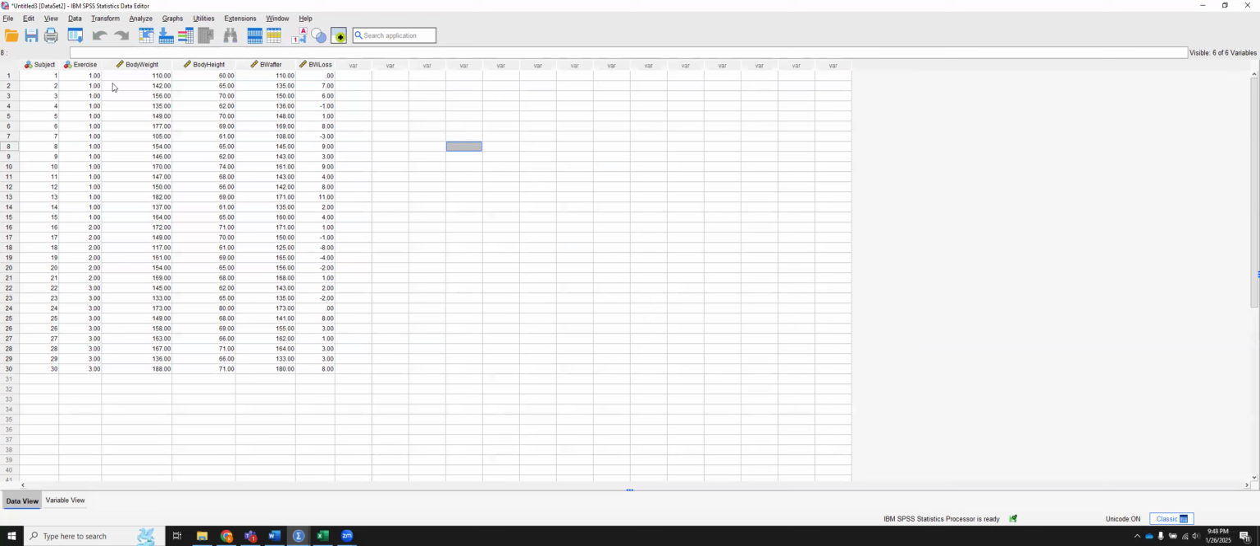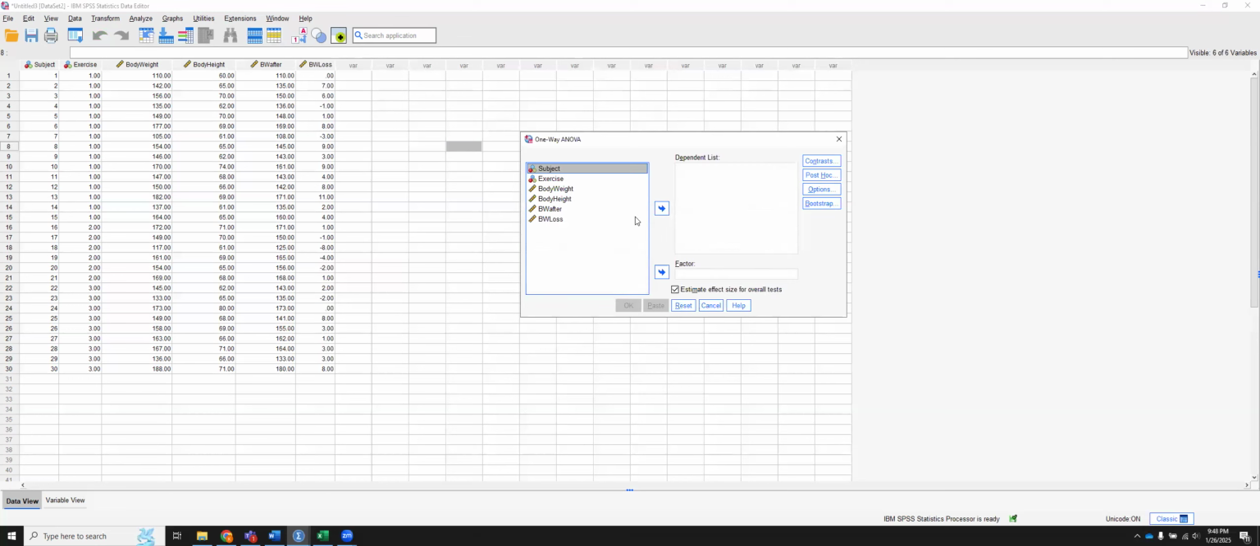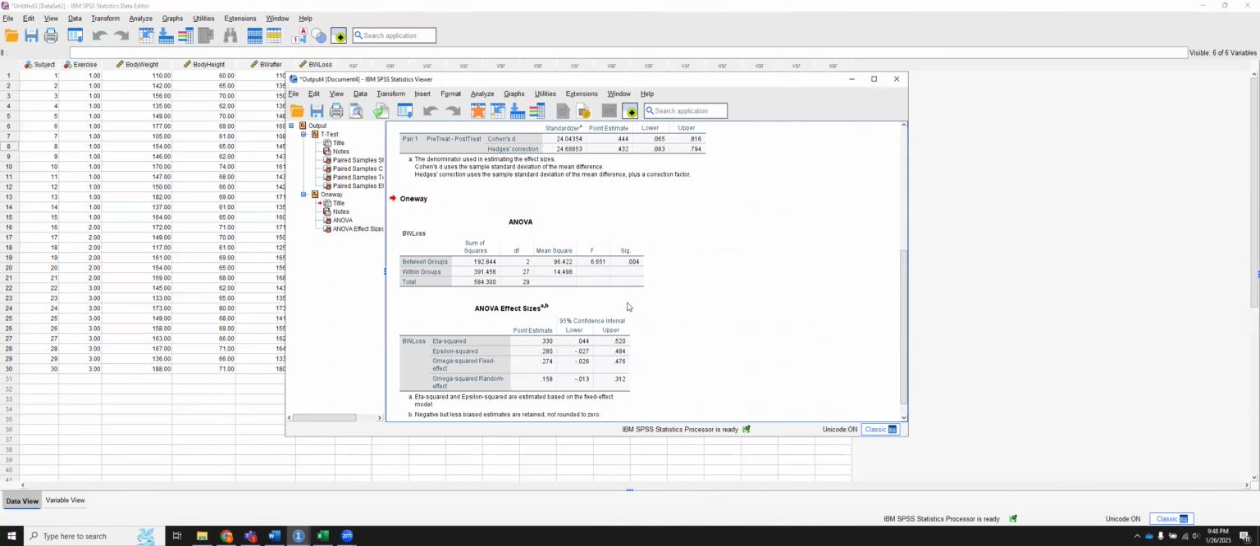Now, because there are three groups, we are not able to use a t-test. Therefore we can use ANOVA. Here is Compare Means and Proportions, One-Way ANOVA. The factor, of course, is exercise, since we want to determine the differences among the different types of exercise, one, two, three. The body weight loss is our dependent variable. Let's take a look at what happens.